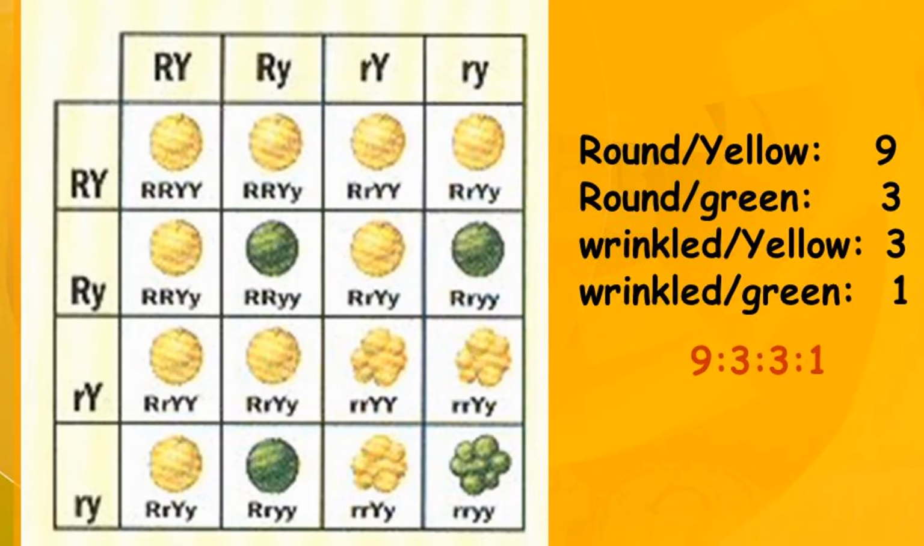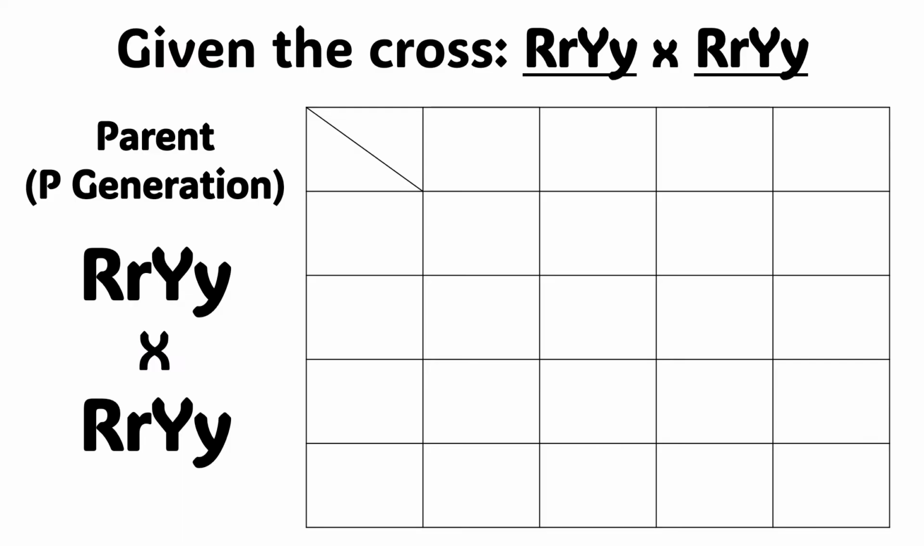We are showing the shape, which is represented by the round and the wrinkled. The round is the dominant characteristic and the wrinkled is the recessive one. And then, of course, the color of the seed. Yellow is the dominant characteristic, while green is the recessive one. So given the cross heterozygous round and heterozygous yellow crossed with another heterozygous round and heterozygous yellow.